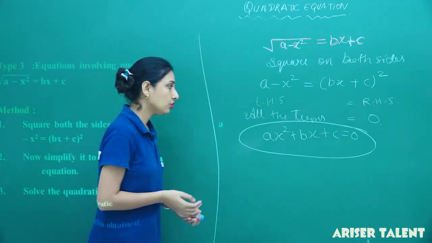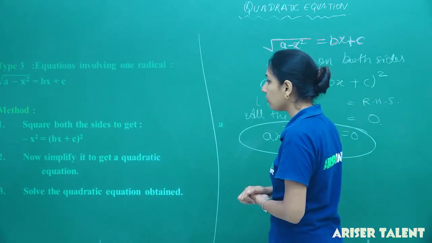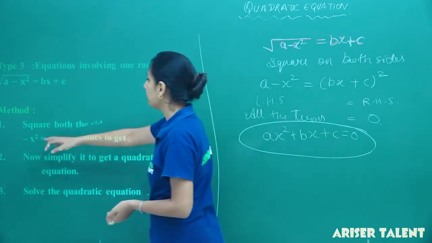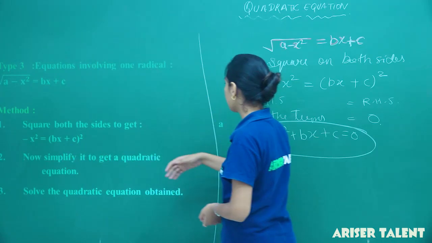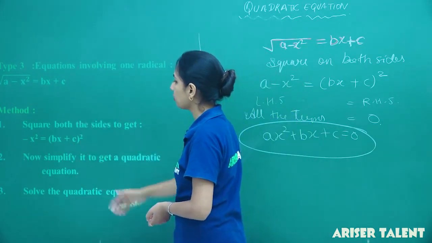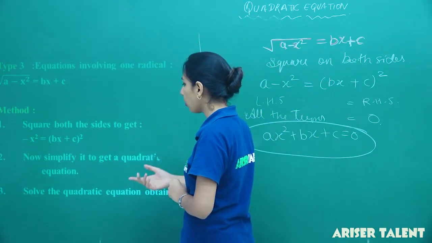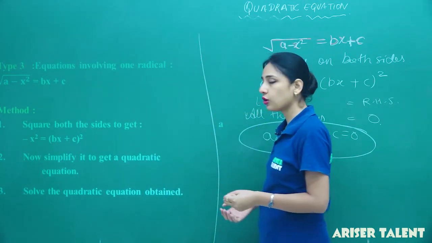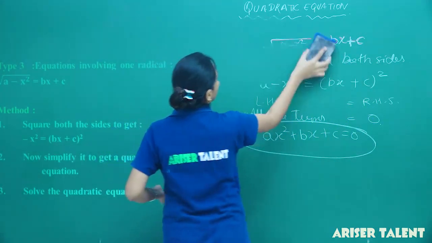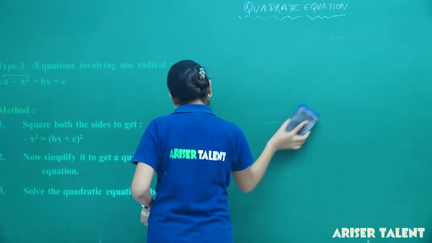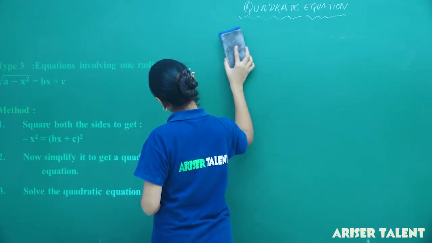Okay, so let's try some questions, some numericals on this. Here you are given that, square both sides to get a minus x square. How do you get it? When you solve, you will get a minus x square equals to bx plus c whole square. Now simplify it to get a quadratic equation. Solve the quadratic equation, obtain the roots, and done. Okay. Now let's solve the question. Let's do some exercise, because exercise is, students, what? Good for health.